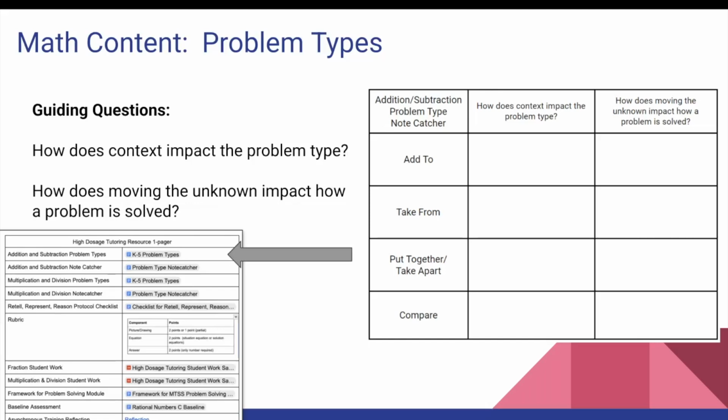In your note catcher, you'll notice two questions. How does the context impact the problem type? How does moving the unknown impact how a problem is solved? Let's talk about these addition and subtraction problem types.